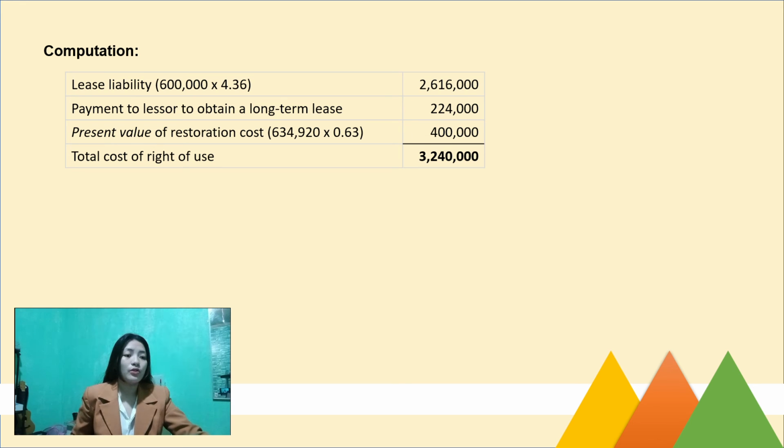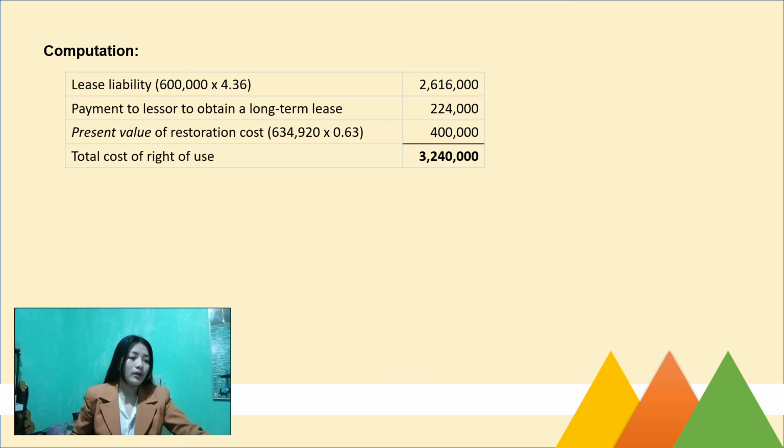So, that is given na rin dun sa problem. The next is the present value of restoration cost amounting to 400,000. So, how did we get 400,000? We multiply 634,920 to 0.63. So, yung 634,920 is the cost of restoring the asset as required by contract. Then, yung 0.63, it is the present value rate ng restoration cost. So, yung tatlong yun ay ipag-a-add natin lahat para makuha natin yung total cost of right of use.